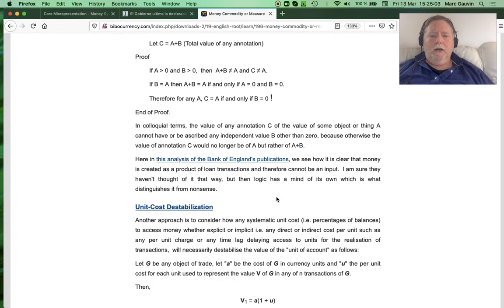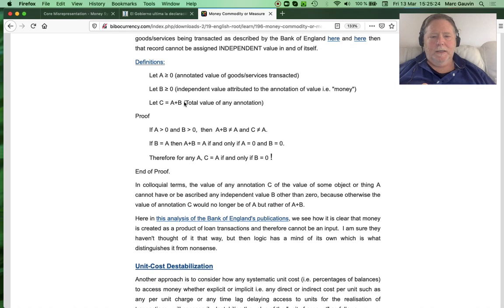So, in colloquial terms, the value of any annotation C of the value of some object or thing A cannot have or be ascribed any independent value B other than 0, because otherwise the value of annotation C would no longer be of A, but rather of A plus B. So here's the proof, and it's right there.